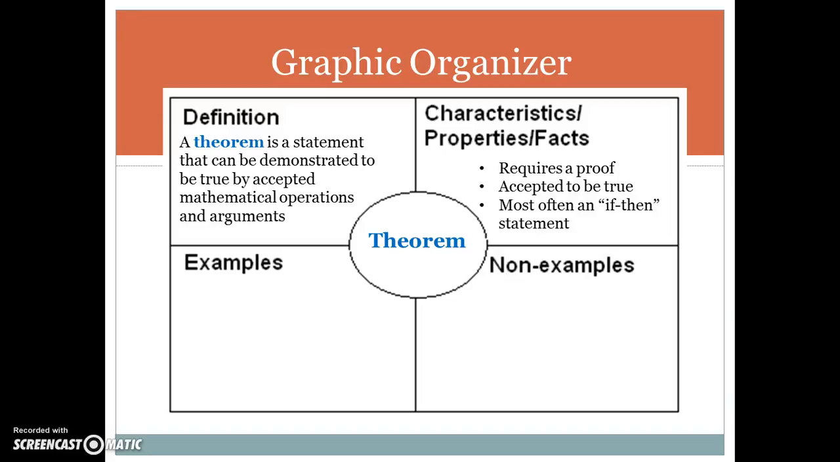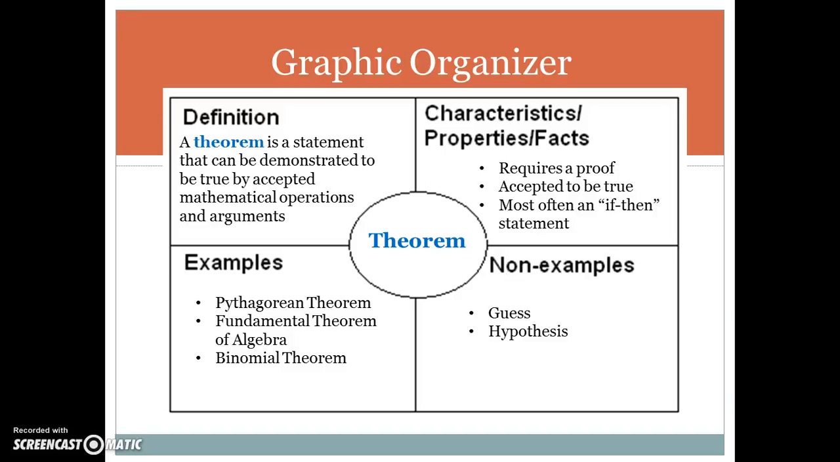Some examples of a theorem which you may have heard of are the Pythagorean theorem, the fundamental theorem of algebra, and the binomial theorem. I also want you to provide some non-examples, so some examples that don't indicate what a theorem is. For example, a guess. A guess is not usually accepted to be true. A hypothesis has not been proven yet.